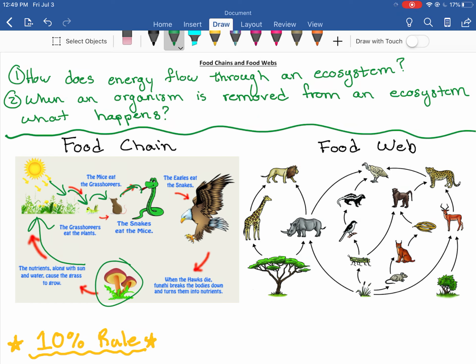A food chain follows one path. It's a simple breakdown of what happens. It's not really real life, though. Snakes don't just eat mice; they eat a whole lot of other things. Eagles don't just eat snakes.